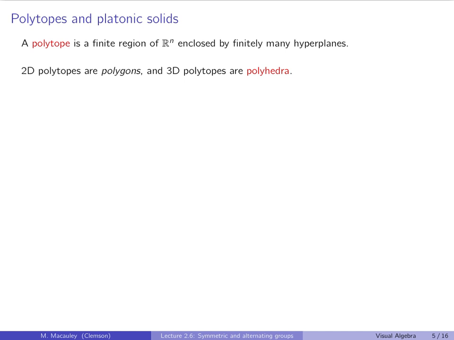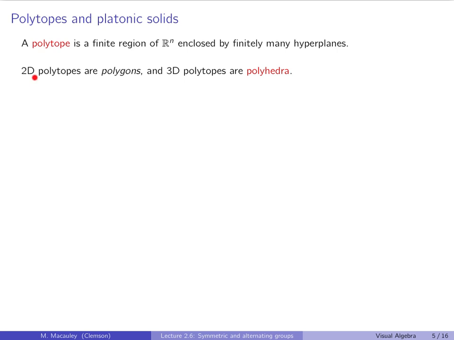Okay, let's move on. I'm going to show you some fun pictures of Cayley graphs of symmetric groups, but first I need to talk about polytopes. A polytope is a finite region of n-dimensional space enclosed by finitely many hyperplanes. What do I mean by that? Let me show you some examples.